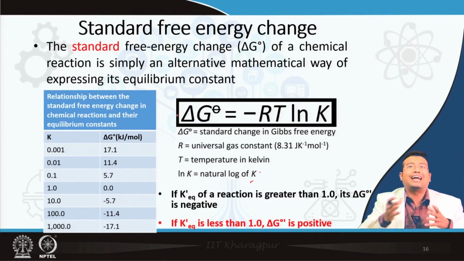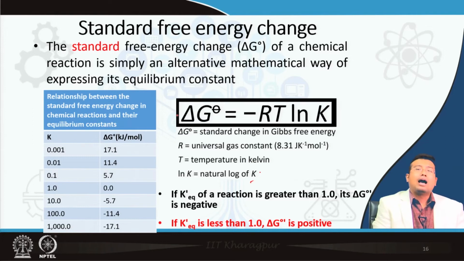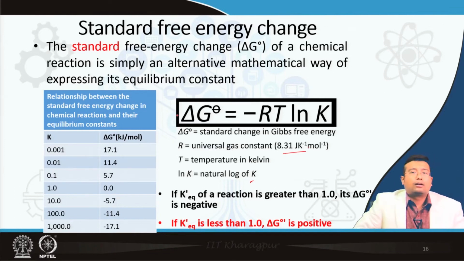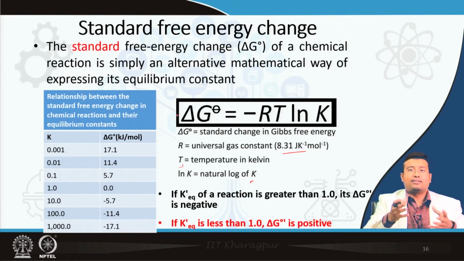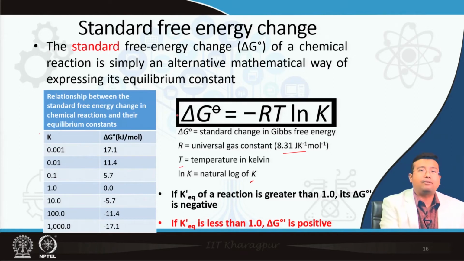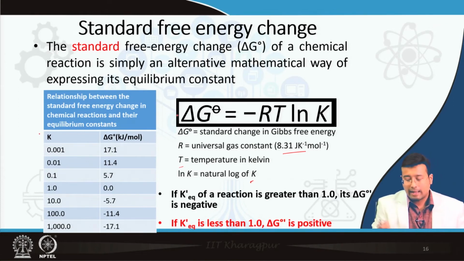Delta G naught is the standard change in Gibbs free energy. R is the universal gas constant, its value is fixed, 8.31 joules per Kelvin per mole. T is the temperature, and K is the equilibrium constant, of which we take the natural log. So we can have an idea looking at the chart that if the equilibrium constant of a reaction is greater than 1, then delta G is negative.